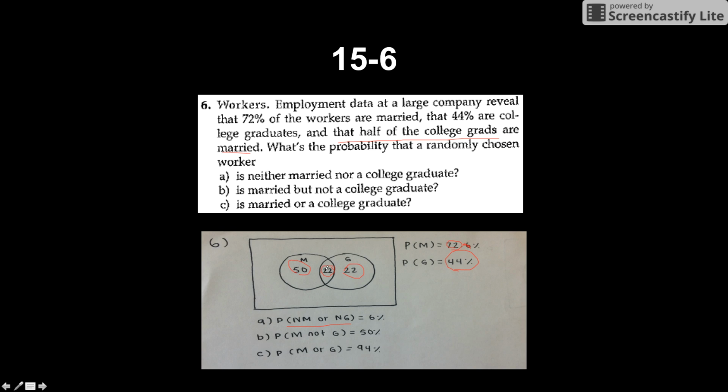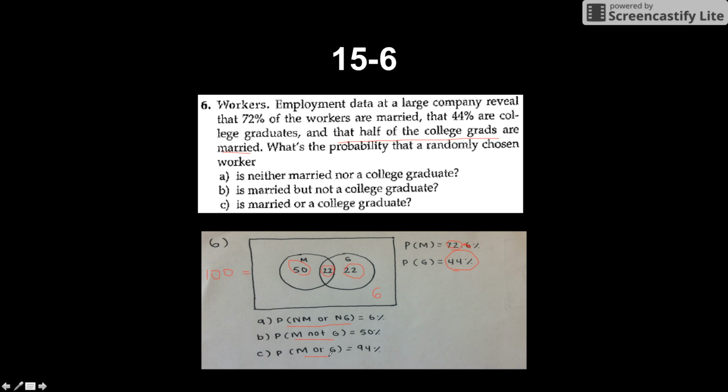So when you add all of these up, remember you want your total rectangle to always equal 100%. So if I add all those up, what remains still is a 6% right here. So we still have 6% that are neither. The probability of being married but not a college graduate student, that's yet 50%.